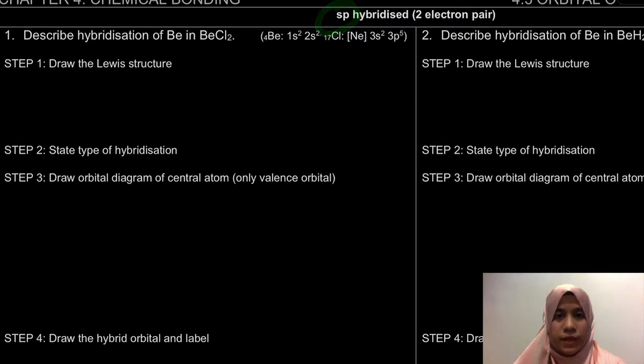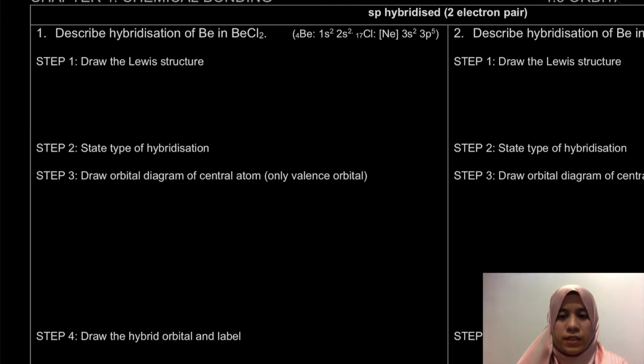So for sp hybridized, it means that the total electron pair will be 2, because it is sp, so one s, one p. So total electron pair is 2. Here is the electronic configuration. First one is asking to describe the hybridization of beryllium in beryllium chloride. When we're talking about hybridization, mostly we look at the case of the central atom.